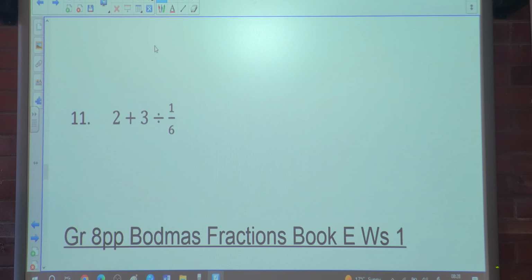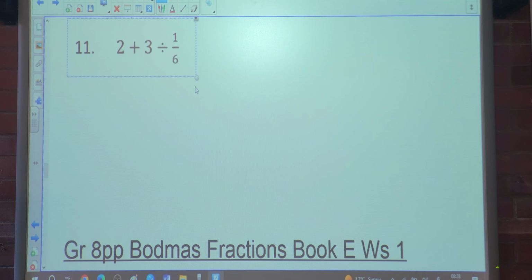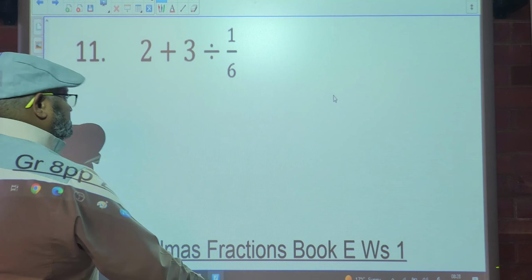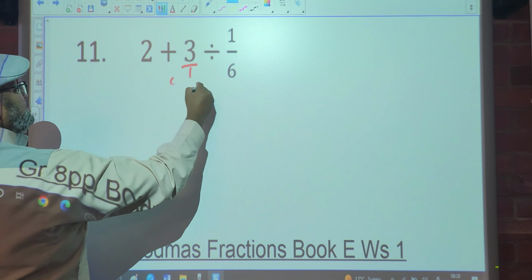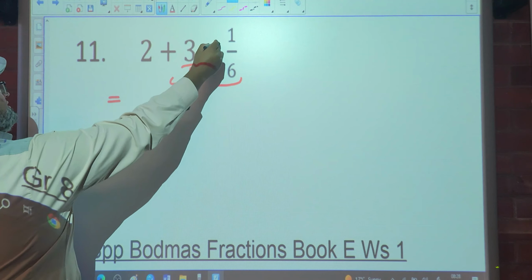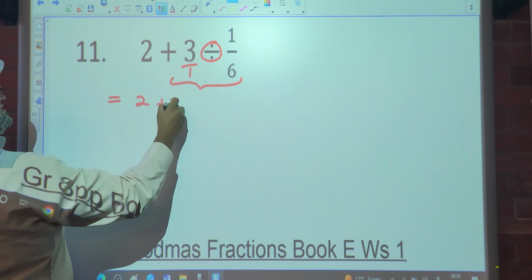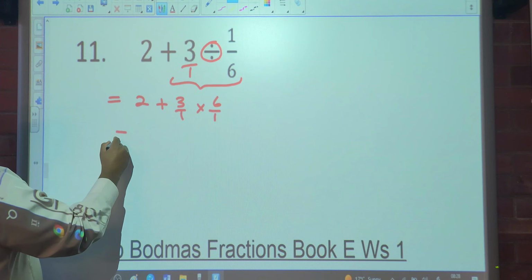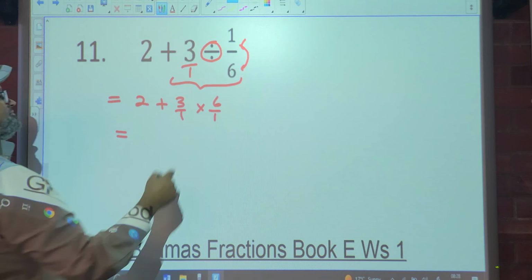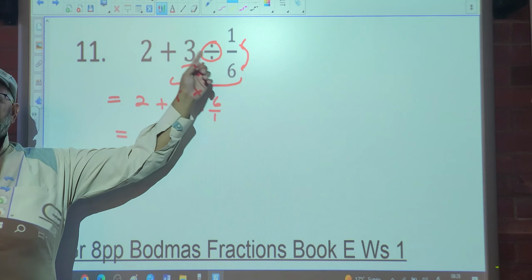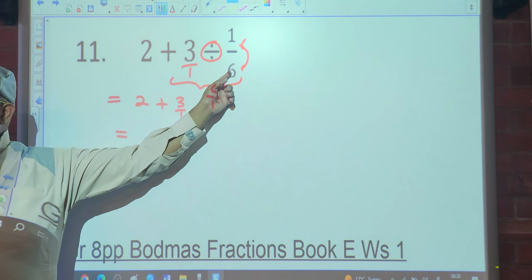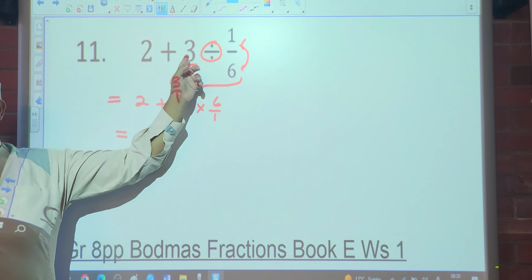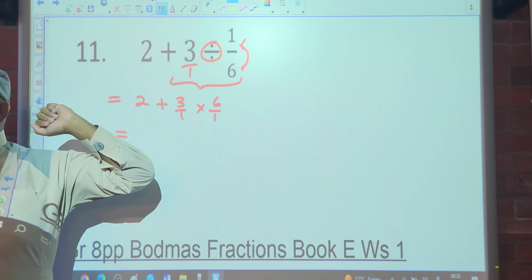Look at number 11. Number 11, you got 2 plus 3 divided by 6. What needs to be done first? The division. That will become 2 plus 3 over 1 multiplied by 6 over 1. Remember, we tumble and times. Even though 3 can cancel 6, they can be simplified, but because it's a division, we don't simplify across a division sign.